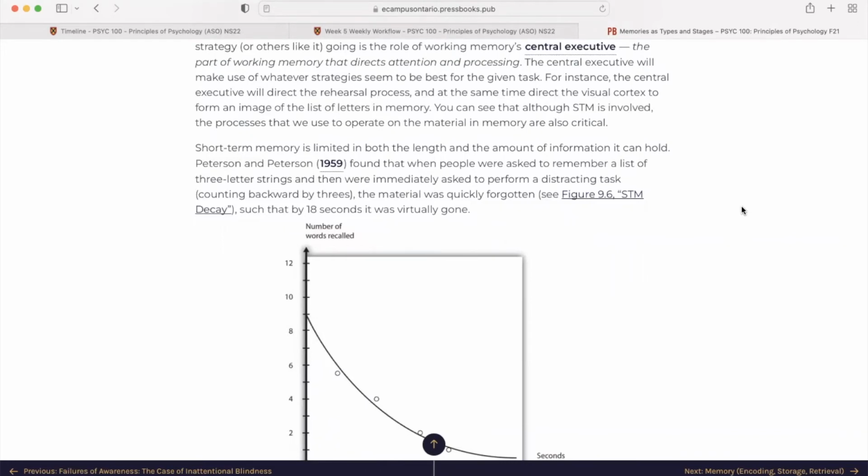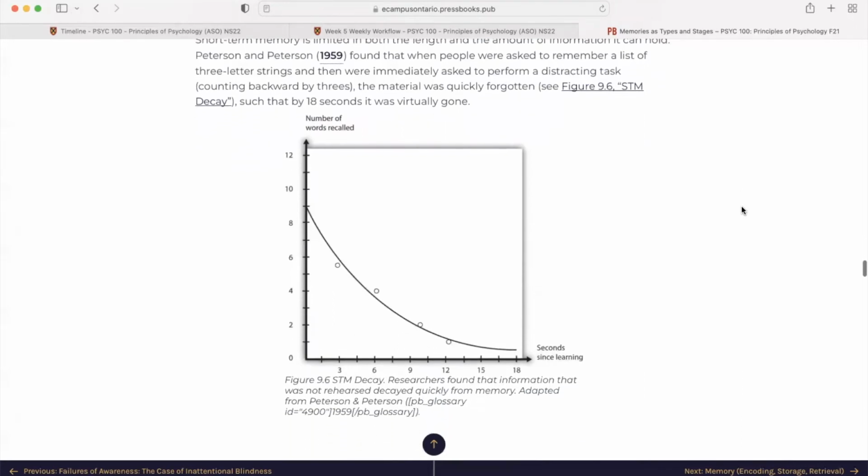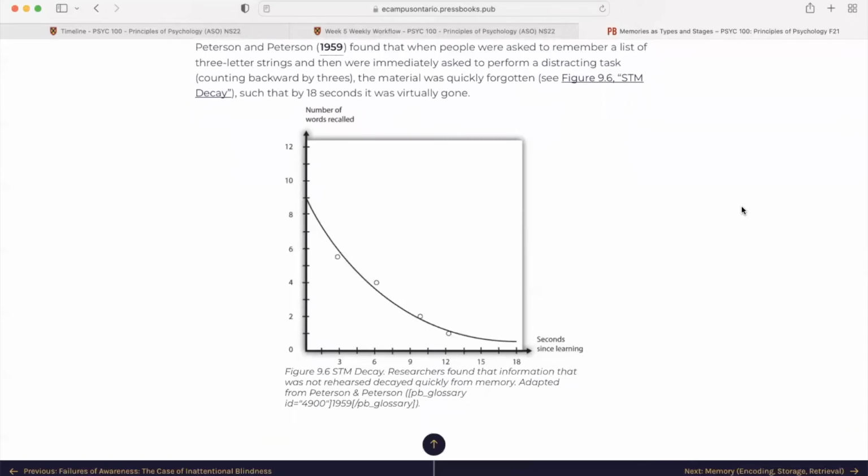Peterson and Peterson found that when people were asked to remember a list of 3-letter strings, and then were immediately asked to perform a distracting task, counting backward by 3s, the material was quickly forgotten, such that by 18 seconds, it was virtually gone. And there's a nice chart here that shows the decay. Researchers found that information that was not rehearsed decayed quickly from memory.